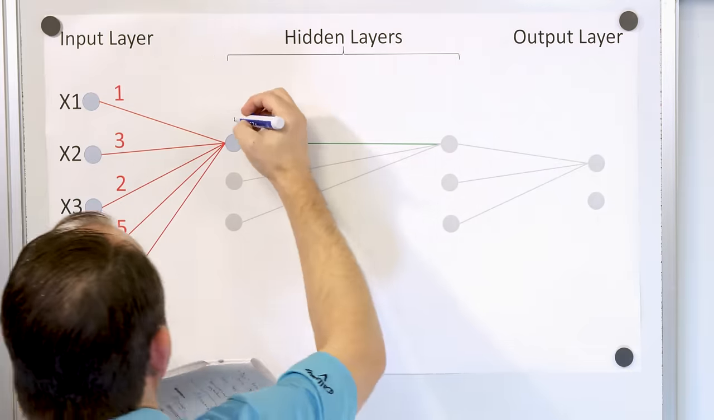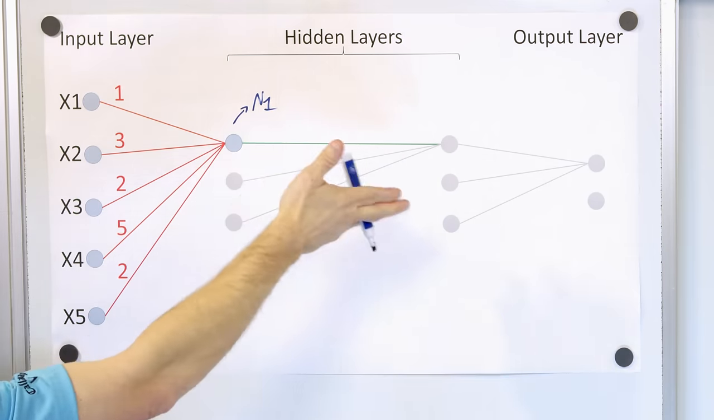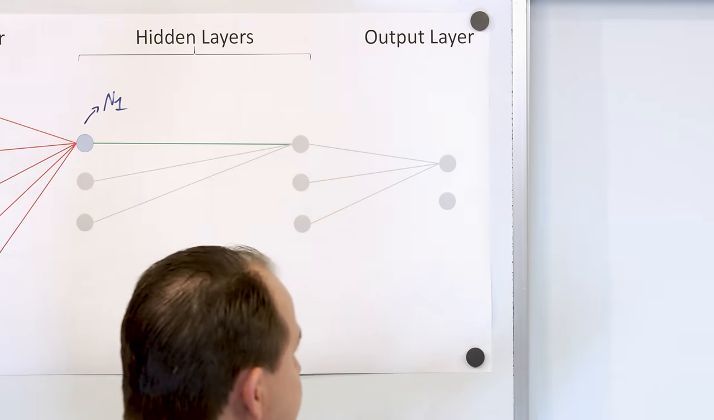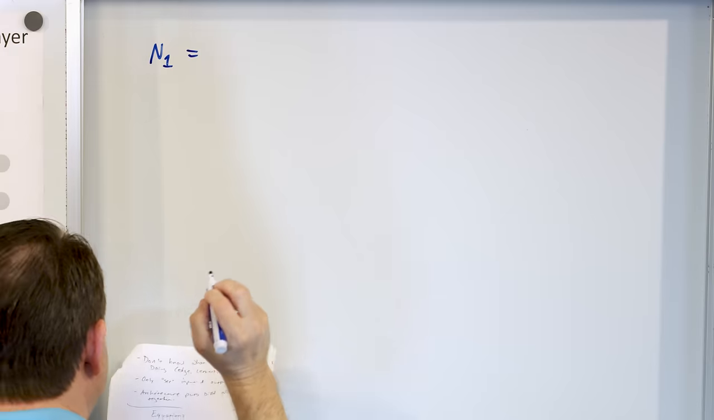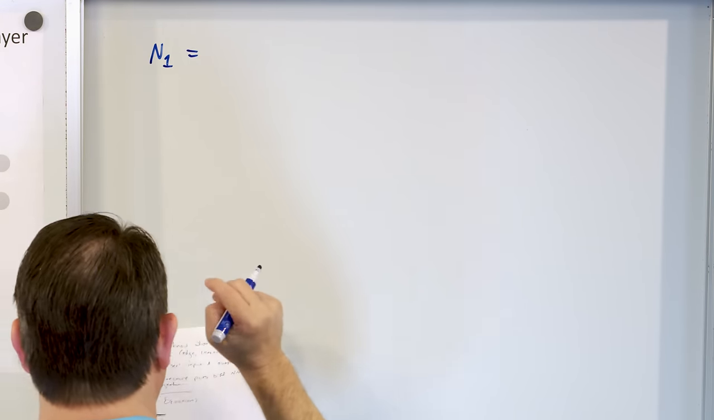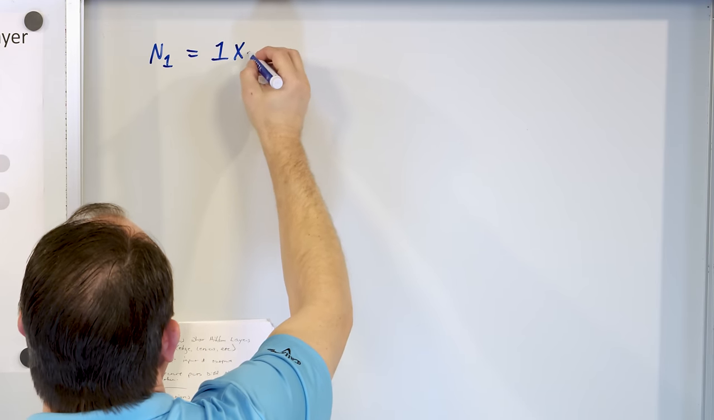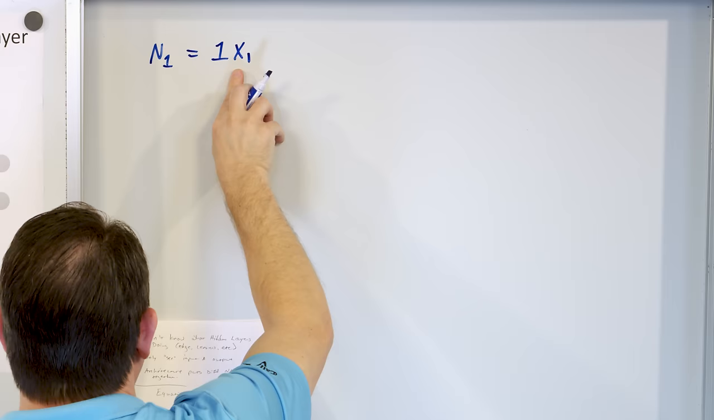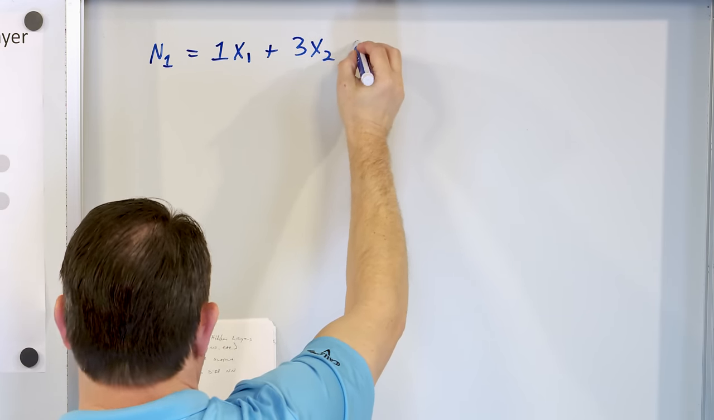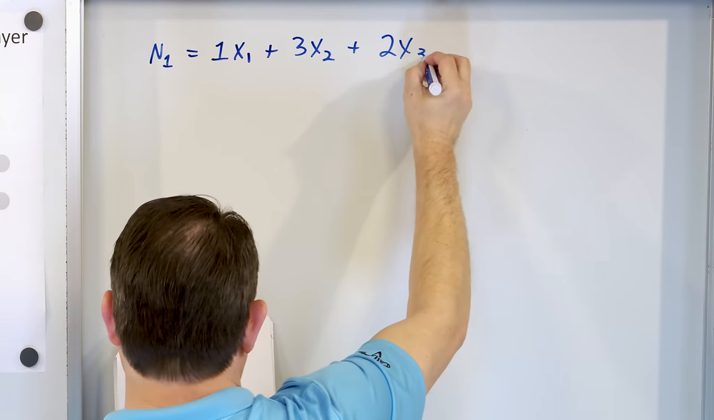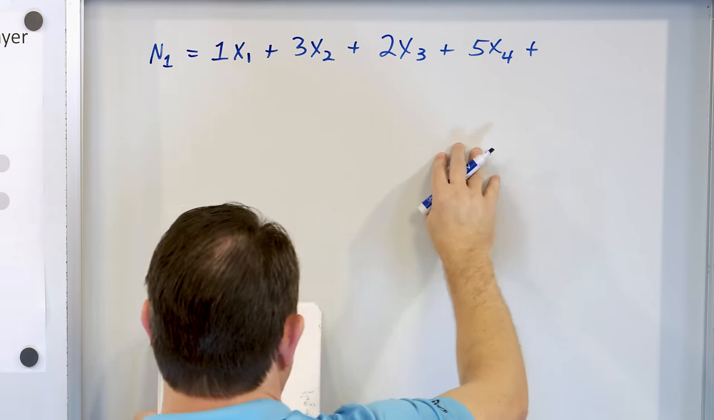Then if we label this neuron here, if we call it neuron 1, just the first neuron in my little list here, just for demonstration purposes, then I could say that neuron 1 has a value which is equal to, remember it was 1, 3, 2, 5, 2. The coefficient of 1 times the first input pixel, we called it x1, remember? And then 3 times x2, and then 2 times x3, and then 5 times x4, and then 2 times x5.